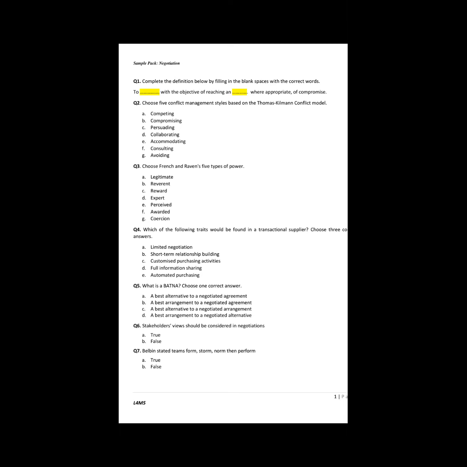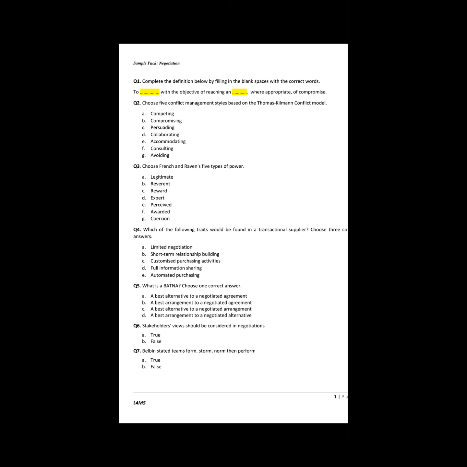B. Okay. B, reference power is also correct. I choose C. C, reward power is also correct. D. D, expert power is also correct. And then G, coercion. Yes, coercive power is also correct.